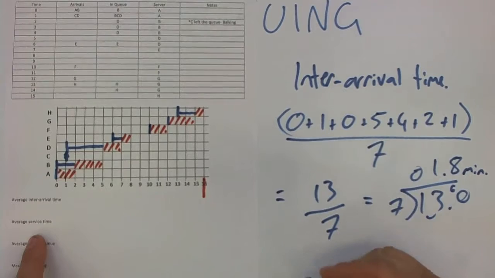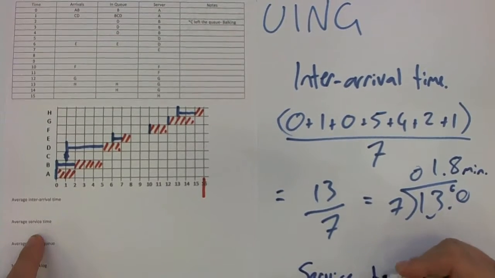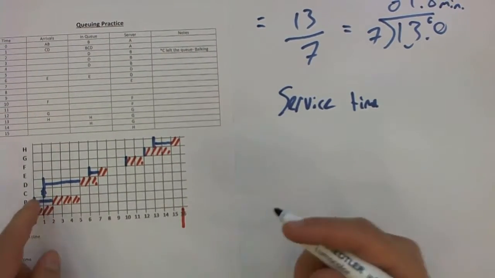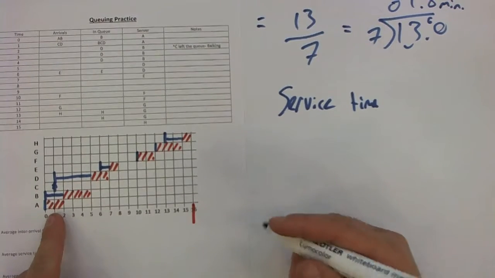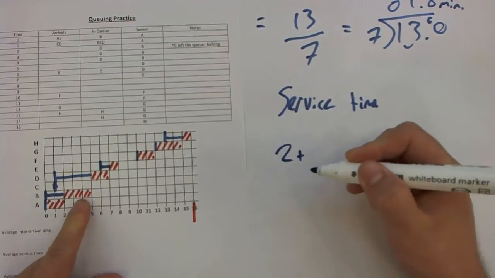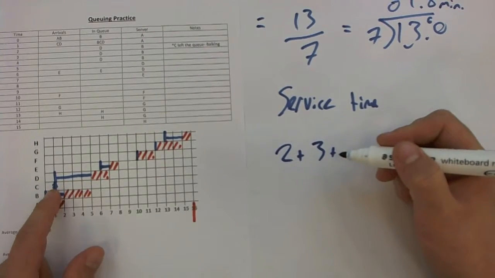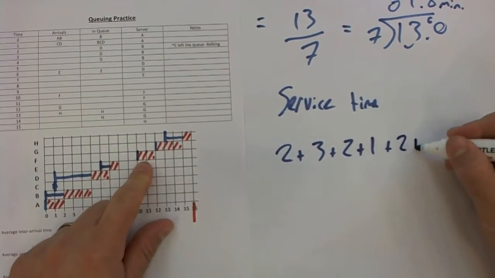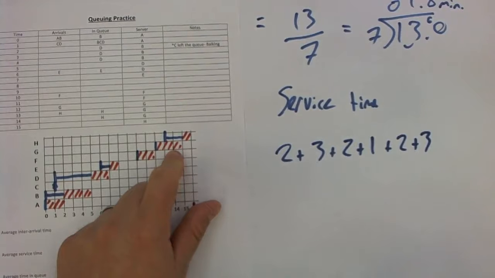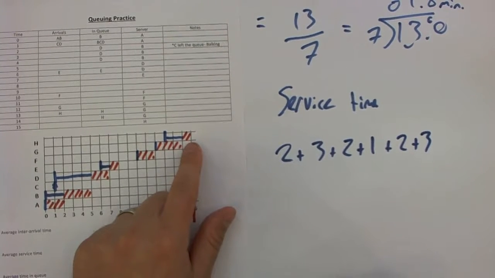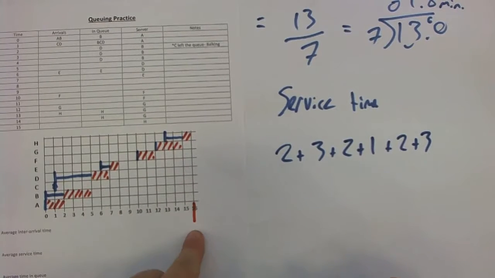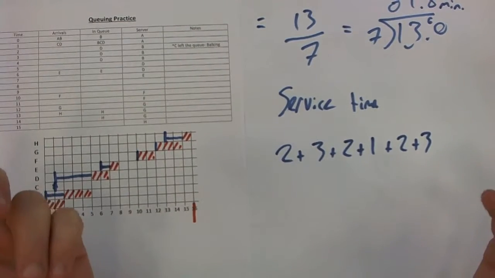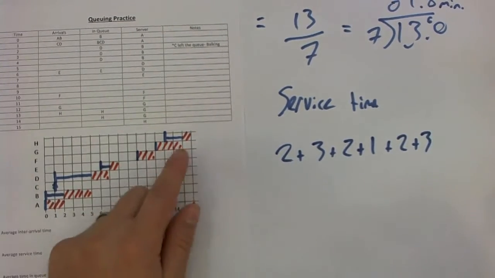Next up is average service time. This one's easy as well. We look at the blocks of red service time. So we've got 2 minutes, plus 3, plus nothing for C, plus 2, plus 1, plus 2, plus 3. Now, we don't know how long H was being served for, because our survey ended at the 16-minute mark. So it's probably not fair to include him in an average of service time, because we can't say.